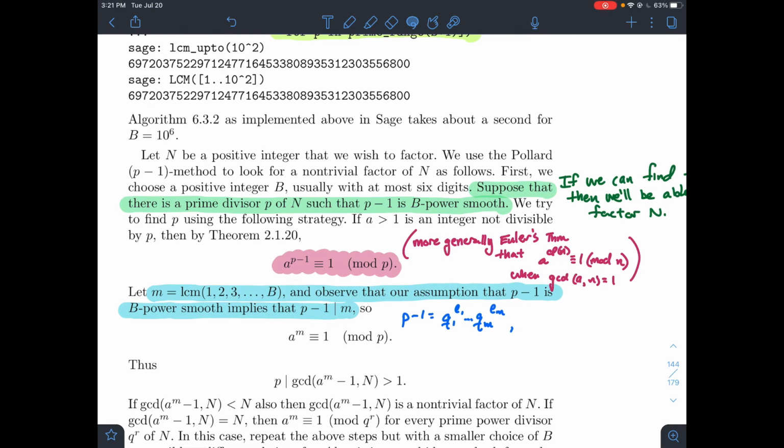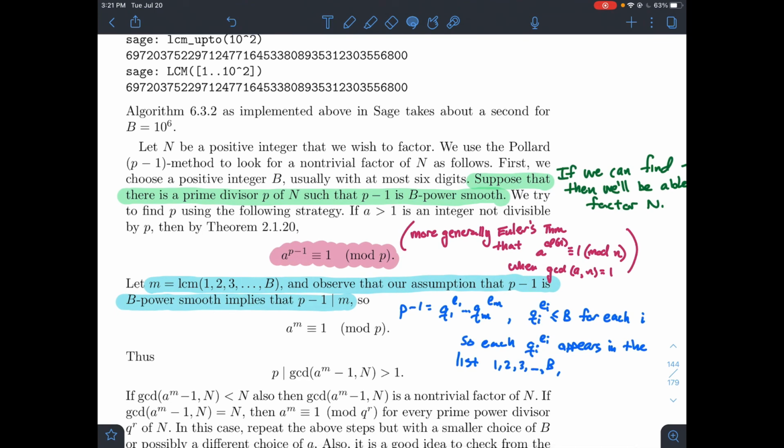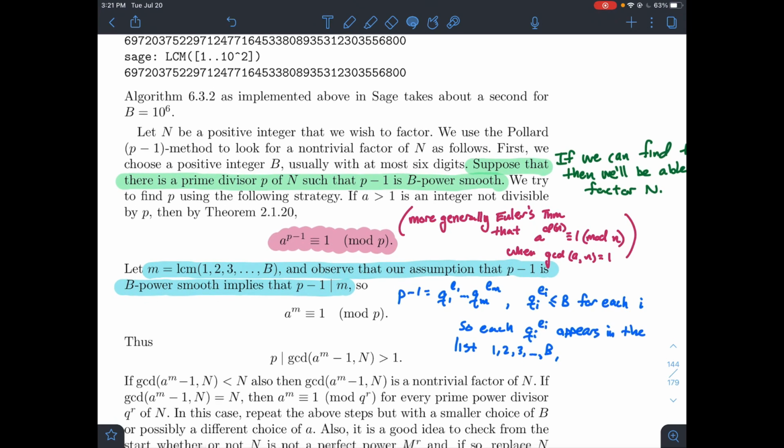p-1 has this factorization, q1 to the e1, and so on, qm to the em, where again I'm assuming the q's are primes, so these are just the prime powers in the factorization of p-1. Each one of those prime powers is less than or equal to b. So in other words, each one of those prime powers, qi to the ei, appears in this list of numbers 1, 2, 3 up to b. So when I take the least common multiple, the qi to the ei's are going to be numbers that are in that product, in that least common multiple computation.